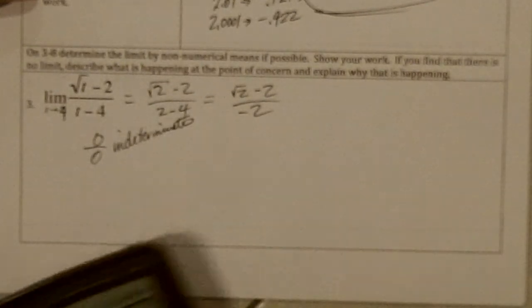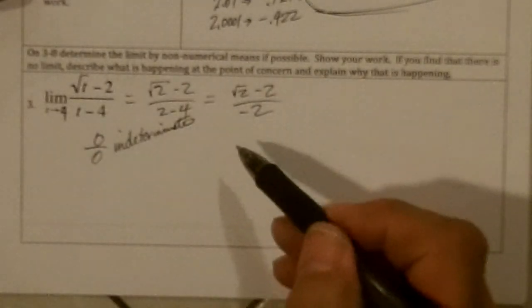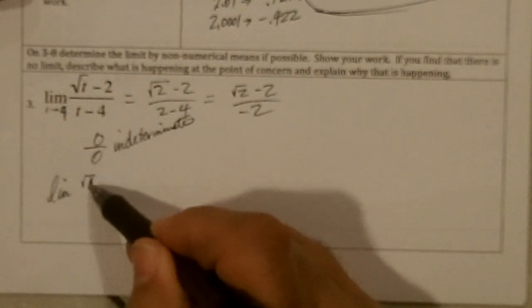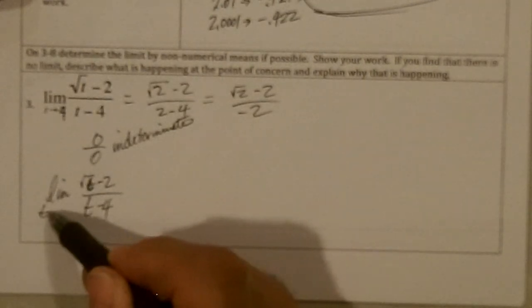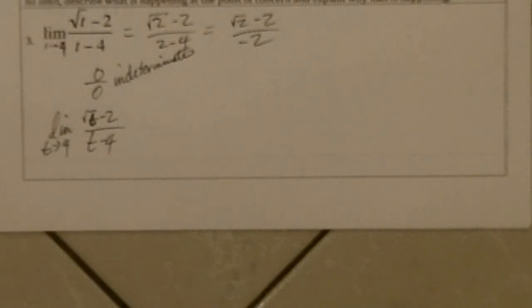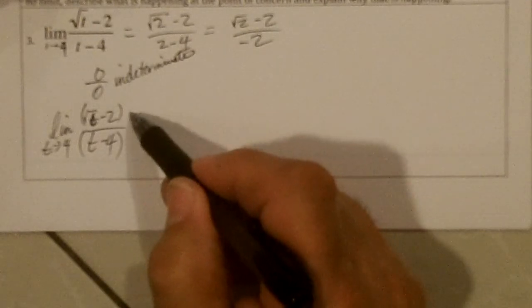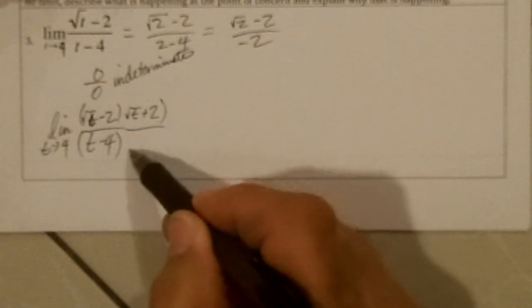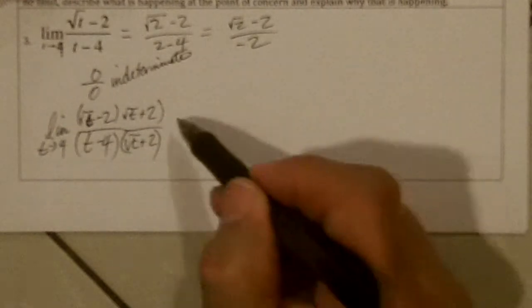So then we would have to do something to this to try to be able to solve this. So the limit as t approaches 4 of square root of t minus 2 over t minus 4. Two possible ways to do this. We've talked about both in class. First was to multiply by the conjugate, which would be the square root of t plus 2 over the square root of t plus 2. Multiply the numerator and denominator by that.